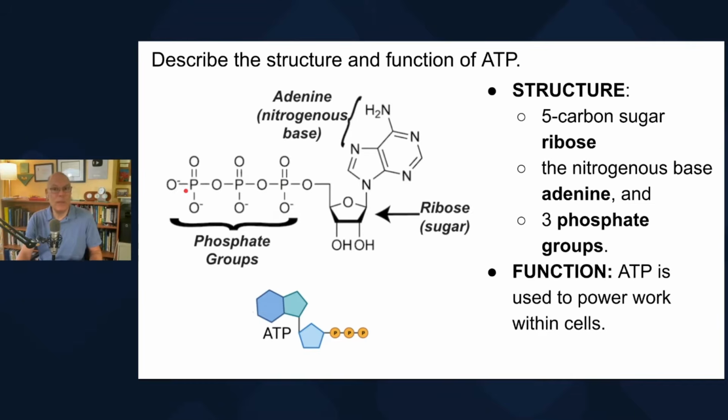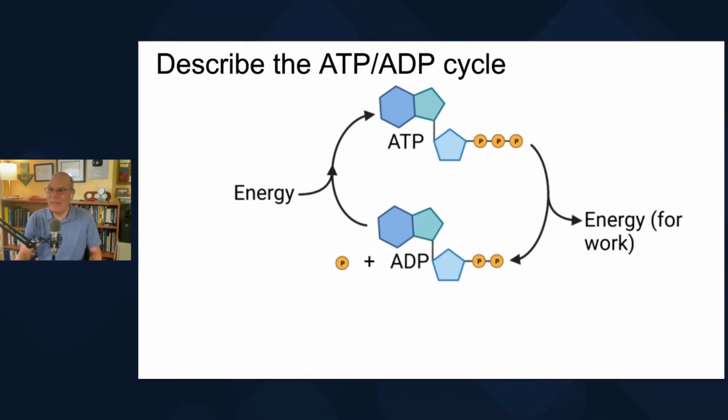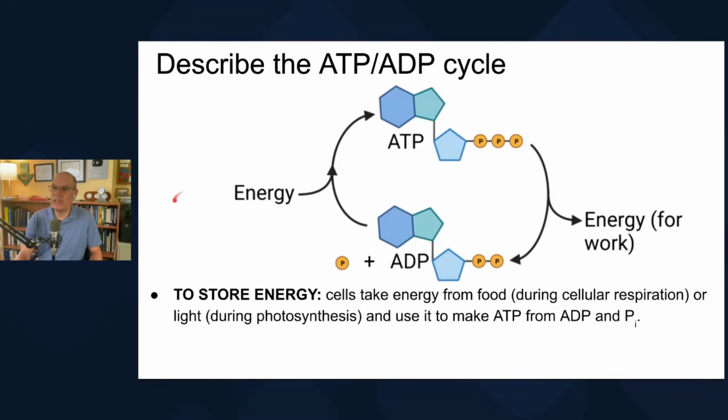The function of ATP, we've said before, is to power work within cells. Every cell makes its own ATP. There's an ATP-ADP cycle in which processes like cellular respiration will enable the cell to take ADP and phosphate and make it into ATP, and that stores energy for work. This Pi over here stands for inorganic phosphate. When you just have a phosphate group not attached to a carbon, it's inorganic, hence P sub i.